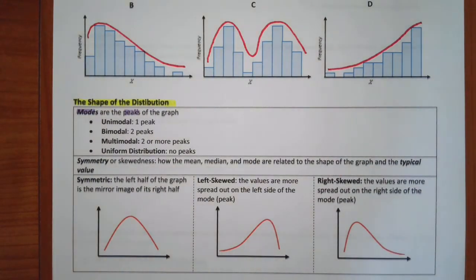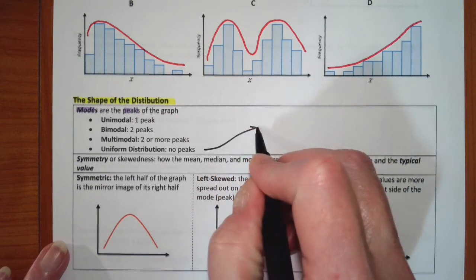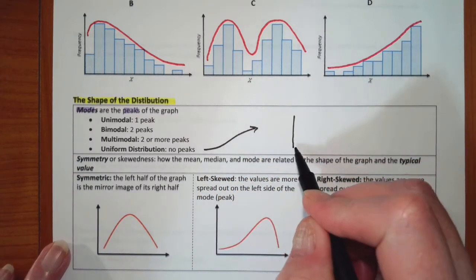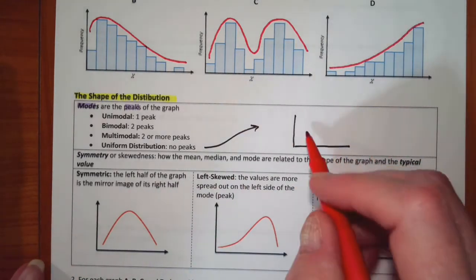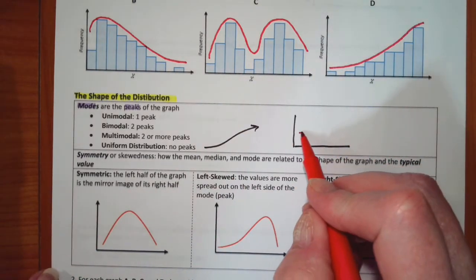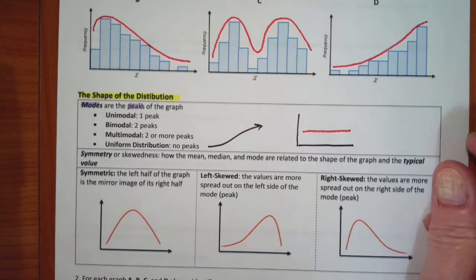Now, I did not do a graph for that, but I do want to show you what a uniform distribution looks like. So if you have a graph, and there are no peaks, that means everything is the same. So this would be uniform.